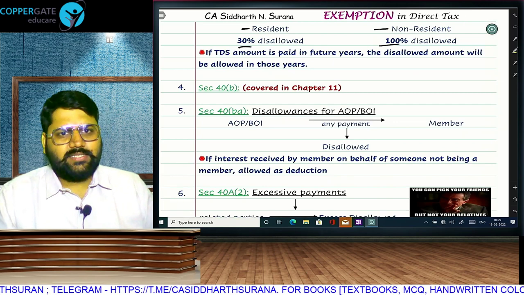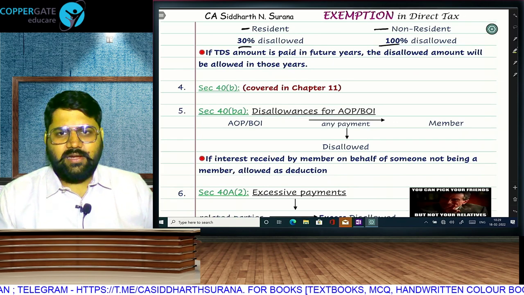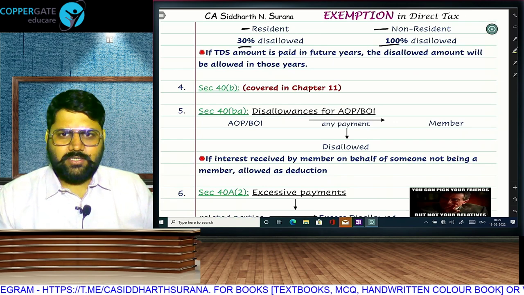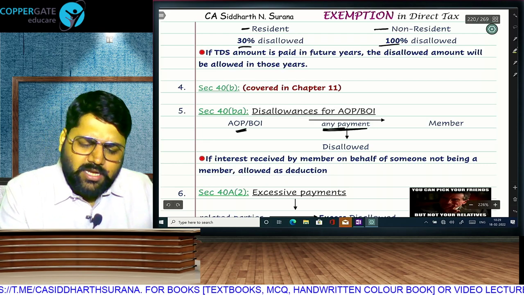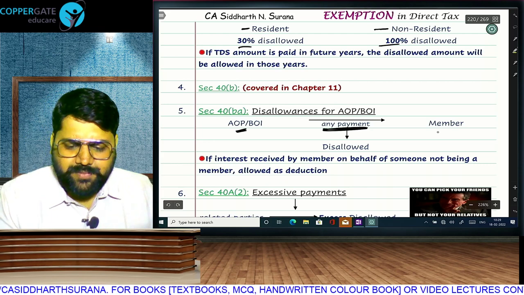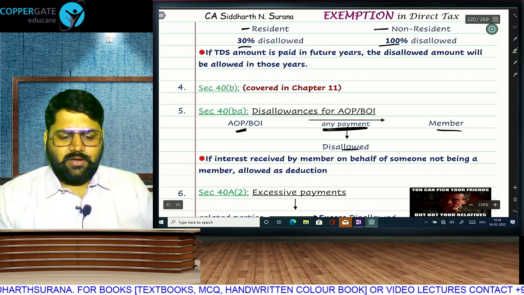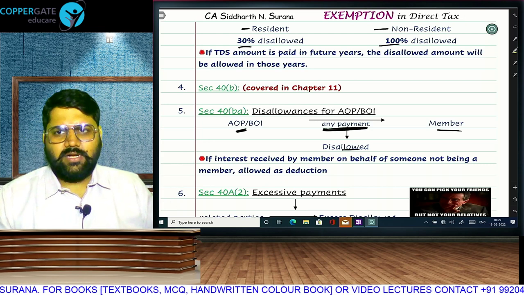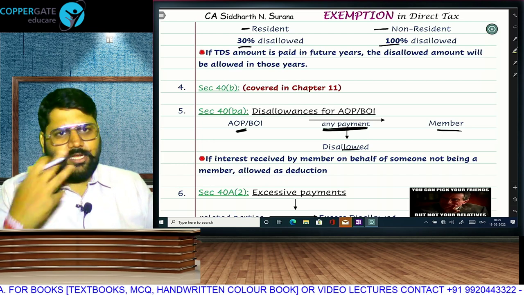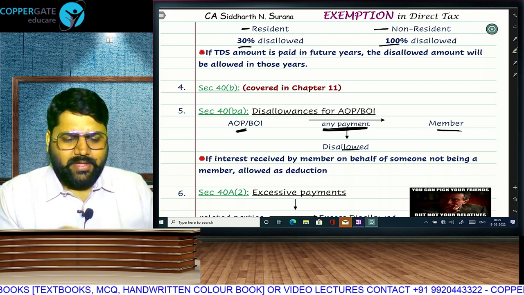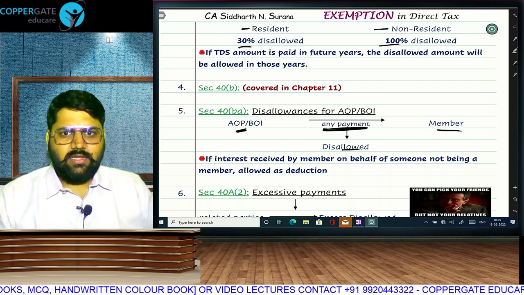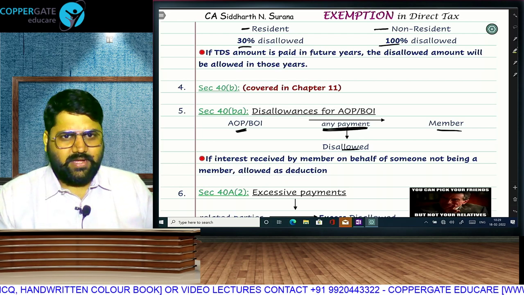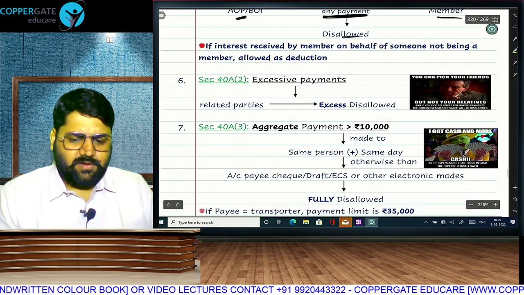40B, we have already seen the limit of remuneration and interest paid by firm to partners. So, no need to do it again. 40BA, when AOP BOI pays anything, interest, remuneration, anything to member, it will be fully disallowed. It is going to be fully disallowed. But if it is acting in representative capacity, for example, A is member and interest is paid to AHUF or Mrs. A, then based on whether business requires or no, subject to the other conditions, it will be allowed.